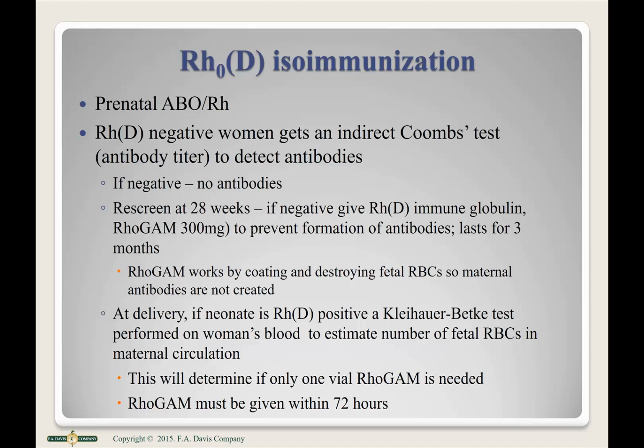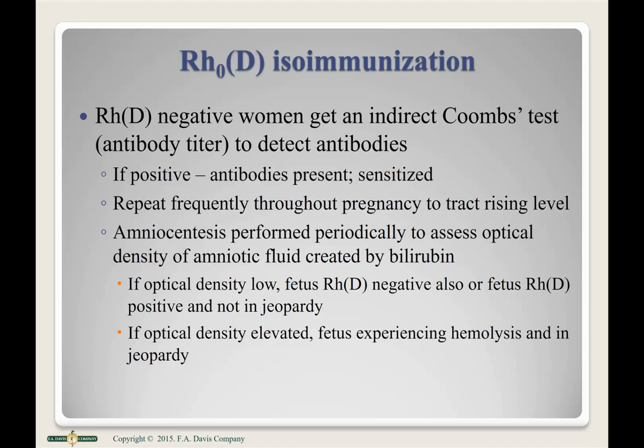And more specifically, the RhoGAM coats any red blood cells from the baby that she may have been exposed to or will be exposed to. And that is what prevents mom from making antibodies, because her blood can't see the Rh negative. Okay, so it coats and destroys the fetal red blood cells, and mom doesn't know they're there, so she doesn't create antibodies. Okay, now let me just skip ahead. Okay, I'll go back to that previous slide.